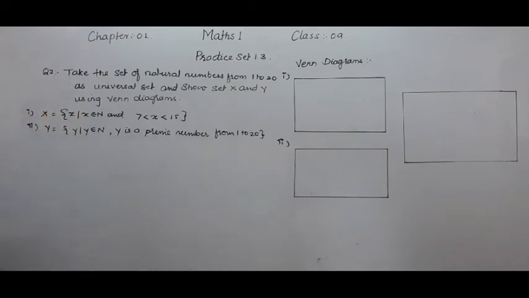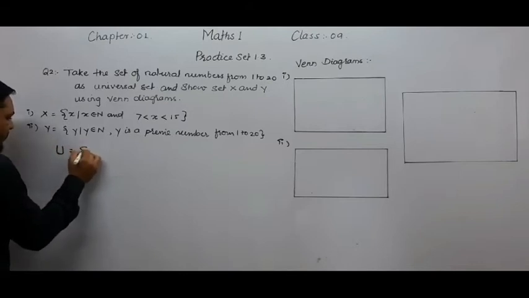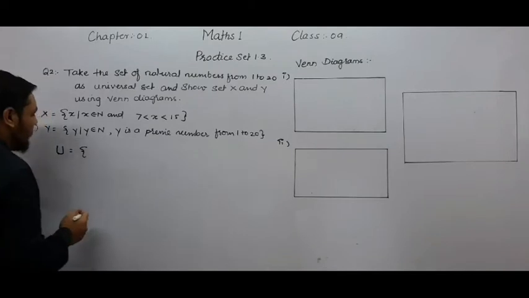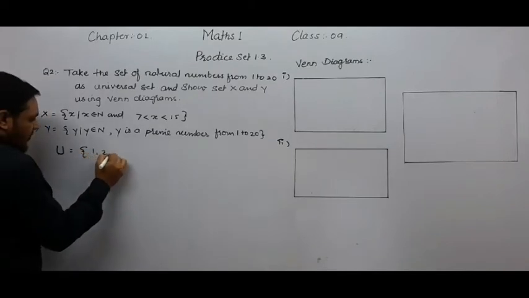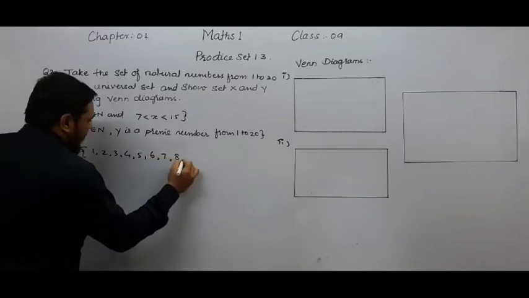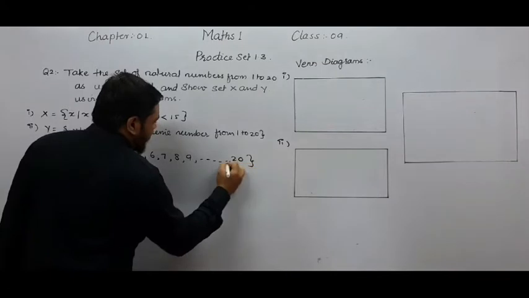So student, first we will write the universal set. The universal set U is the set of the first 20 natural numbers, that is, the natural numbers from 1 to 20. So the elements are 1, 2, 3, 4, 5, 6, 7, 8, 9 and so on, up till 20.